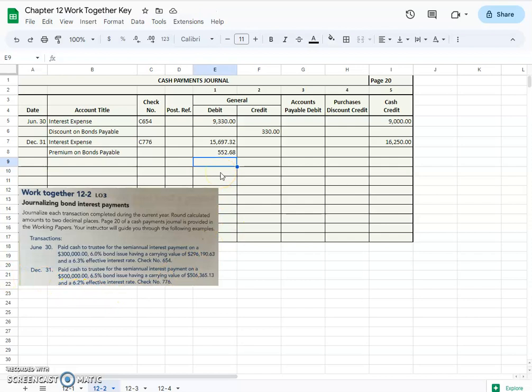So, not very complicated. I'm confident you guys can figure these out. Again, all your work togethers are in this workbook. You can hop on over to the other one to do your on your own problems. Good luck.